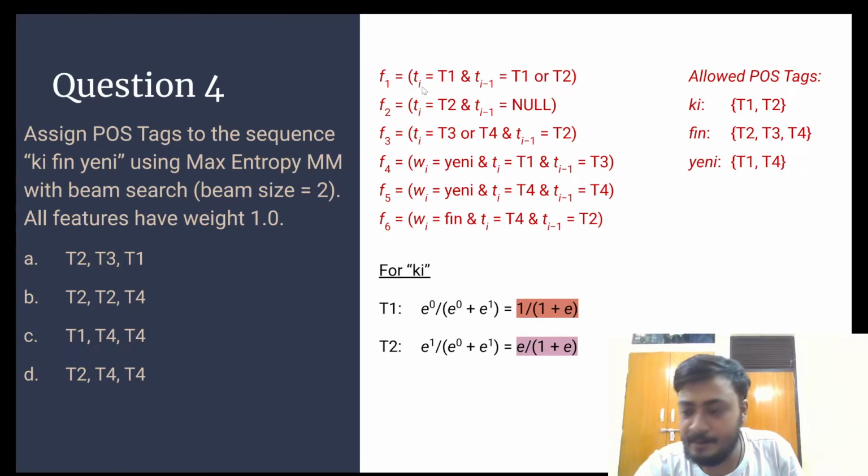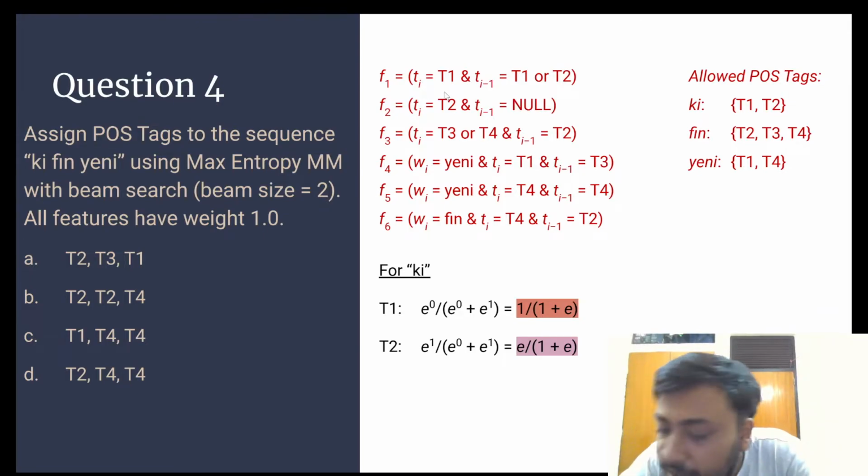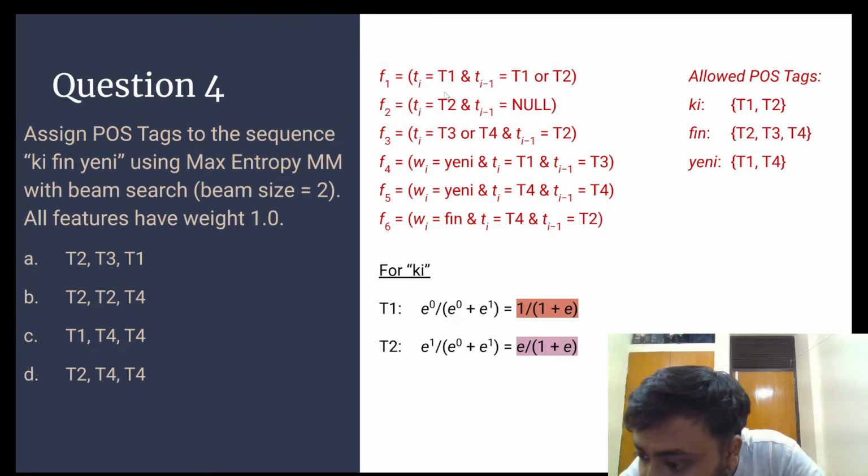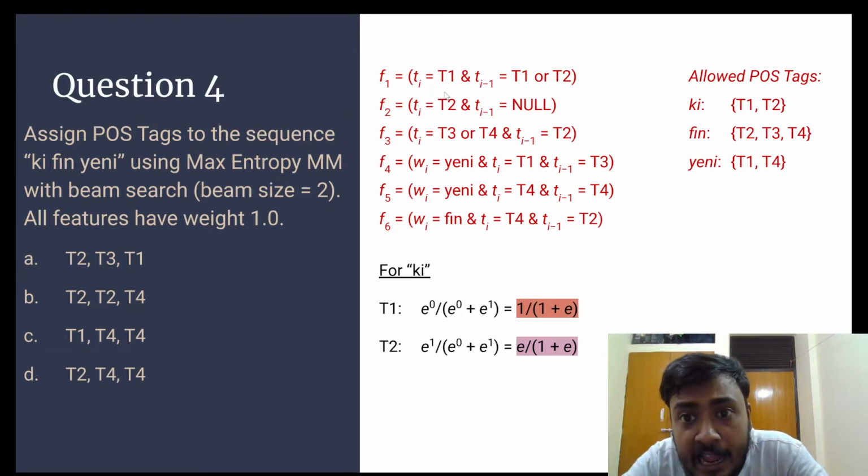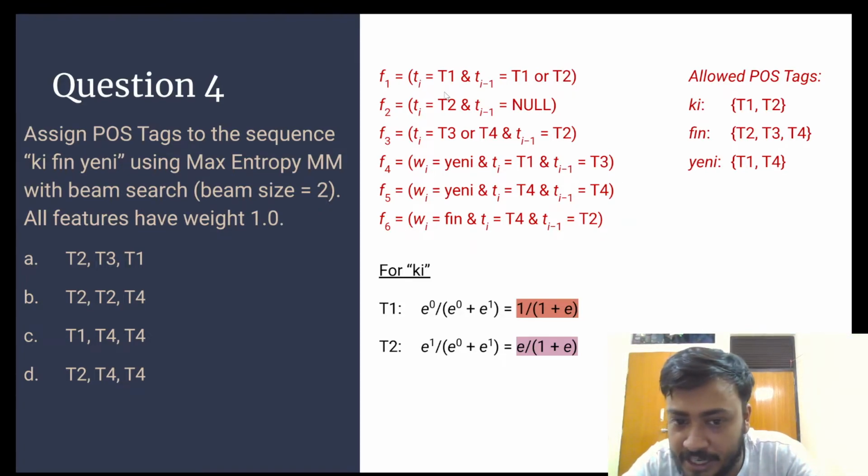So I have a question. In feature one, we do not have the role of Wi, right? It is solely dependent on the y's. Should we consider that feature in this case, in the case of key and T1? When the Wi is not part of the feature, that means it does not matter what the word is. You only need to consider which tag we are in right now, right?